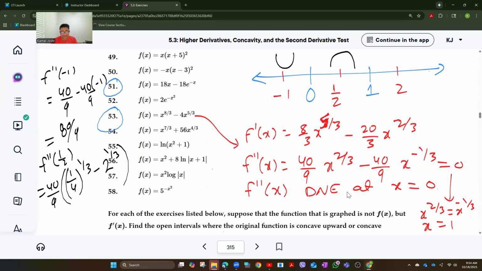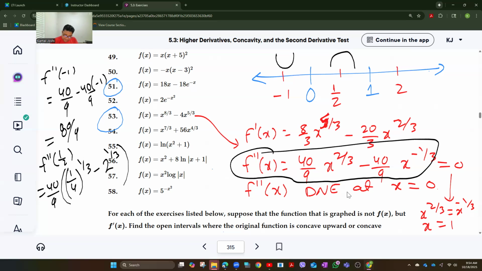Pause the video if you want and think about this: why that value is negative, or how I evaluated that expression f double prime of x, which is here, by plugging in x equals half.